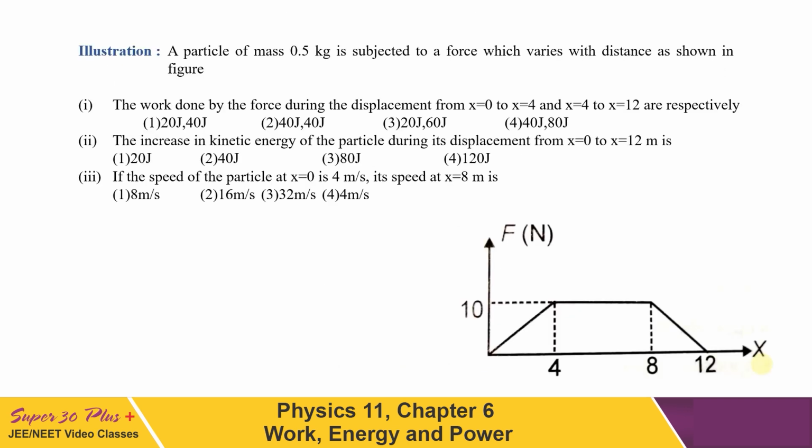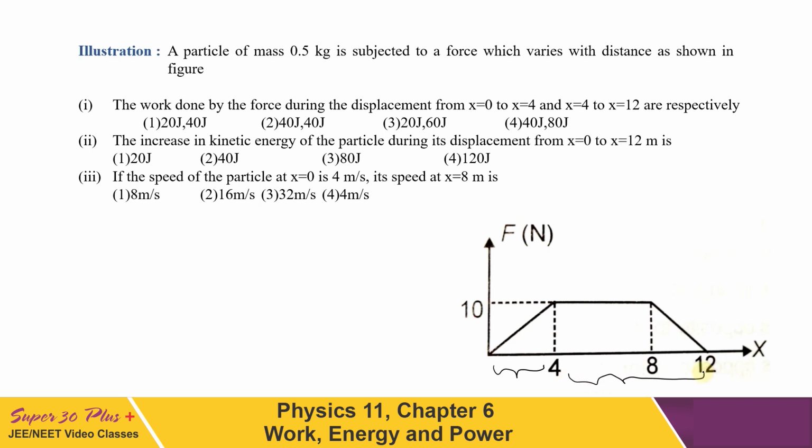One more question I have taken here. A particle of mass 0.5 kg is subjected to a force which varies with distance as shown. Here you can see the force is varying in different manner. First it is along a straight line, then it is constant from 4 to 8 position, and again it is along a straight line but decreasing with x. We have to calculate work done by the force during displacement from 0 to 4 and 4 to 12.